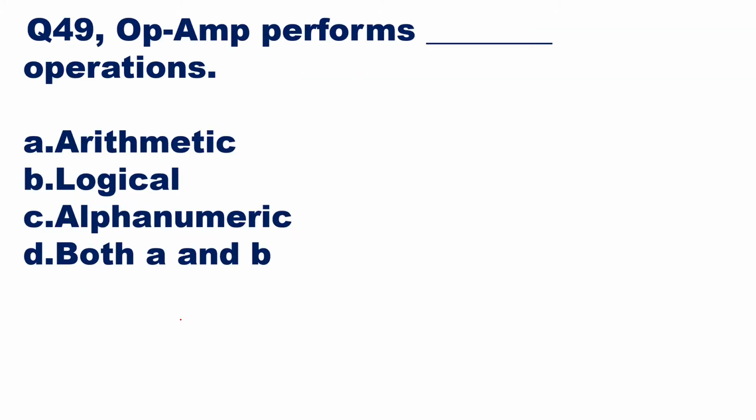Then we'll go to question number 49. Op-amp performs dash operations. Now in our applications, we have seen summing amplifiers, we have seen subtractor, okay. So all those arithmetic operations we have seen. We have also seen some logical operations, okay. So here if you see the options, arithmetic operations are performed by op-amp. Logical operations are also performed by op-amp. Alphanumeric are not performed by op-amp. Okay.